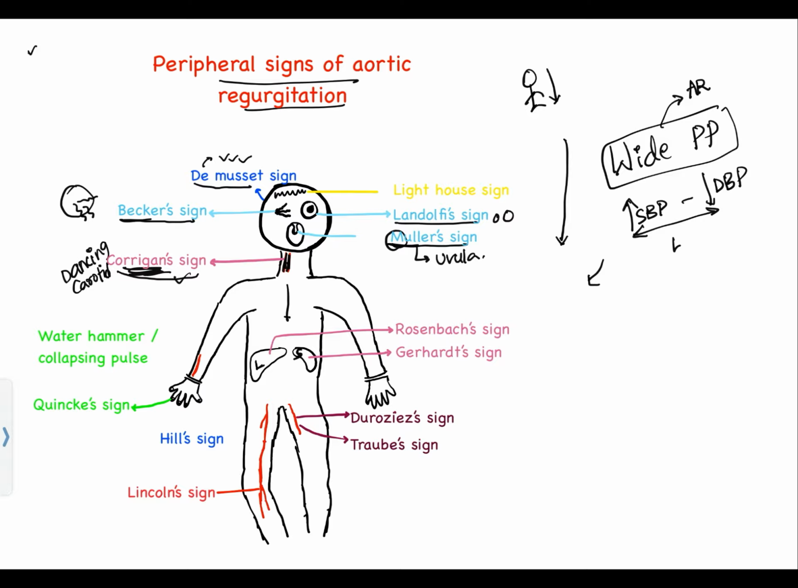And moving down to the abdomen, in the liver and spleen, there are two signs, Rosenbach and Gerhard. Rosenbach's sign is systolic pulsations in the liver, and Gerhard's sign is systolic pulsations in the spleen.